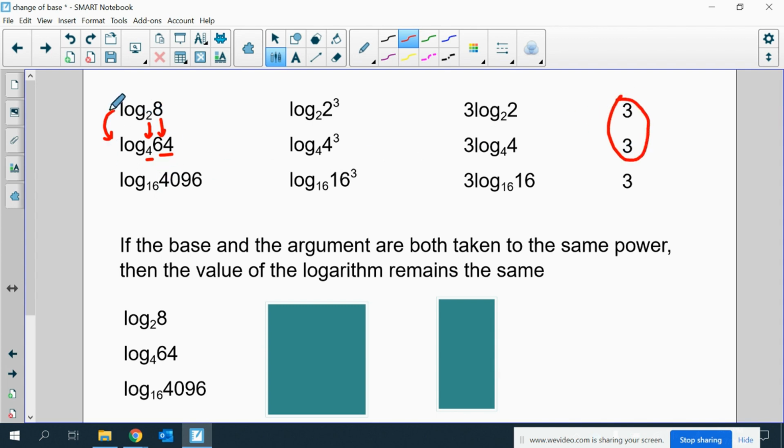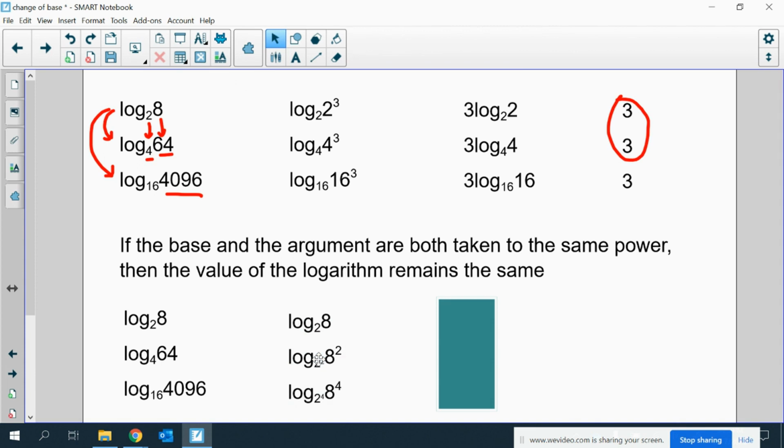Notice that from the first one to the third one, 2 to the fourth is 16, and 8 to the fourth is 4096. So if I take the base and the argument, or the little number and the big number, and I take them both to the same power, then what ends up happening is the value of the logarithm remains the same. So all of these things we realized were equal to 3.